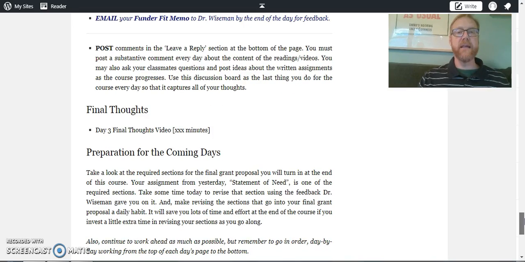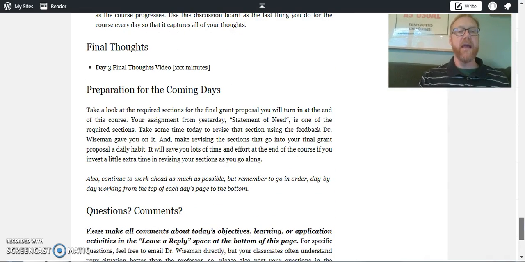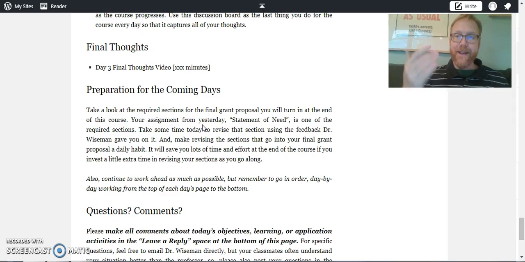Post some comments in the Leave a Reply section at the bottom of the page, and then also make sure that you're preparing for the coming days. Take a look at the required sections for the grant proposal you will turn in at the end of this course. The reason why I want you to do this is because as you go through these daily assignments, some of them, for example, the statement of need from yesterday, are required sections for the final product for this course. So you are actually getting the opportunity to prepare your final assignment on a day-to-day basis throughout this very fast course.